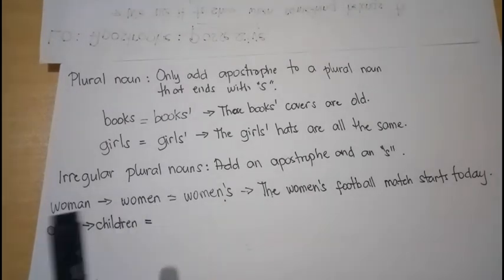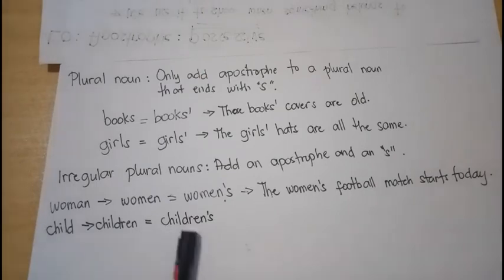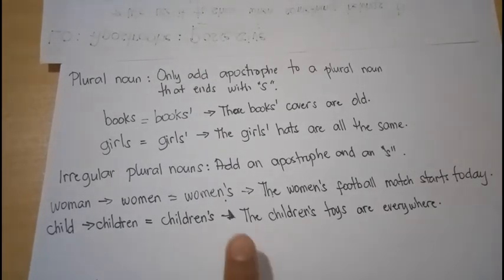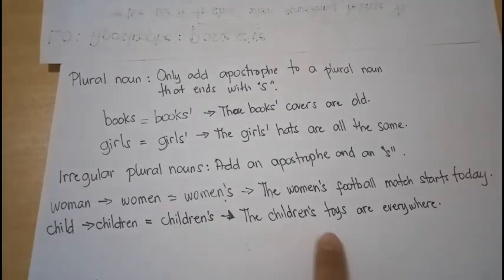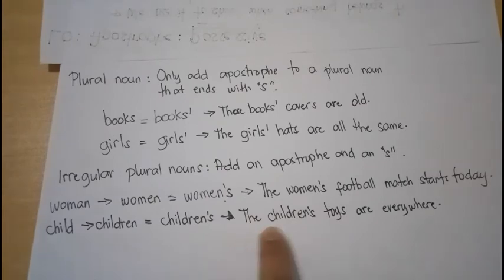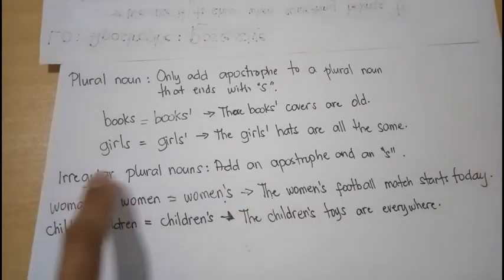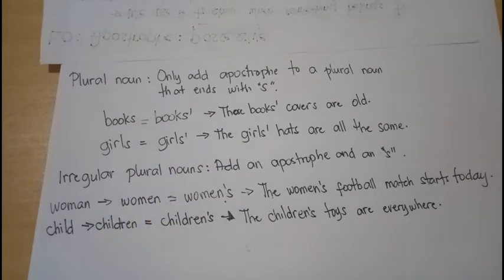So what we do to use a possessive apostrophe with it is just add an apostrophe and the letter S. So it looks like this: children's. Again, I'm going to use it in a sentence so you will see the meaning. The children's toys are everywhere. Whose toys are they? It's the children's toys. Okay, so the children own the toys. So that is how we show ownership with irregular plural nouns.